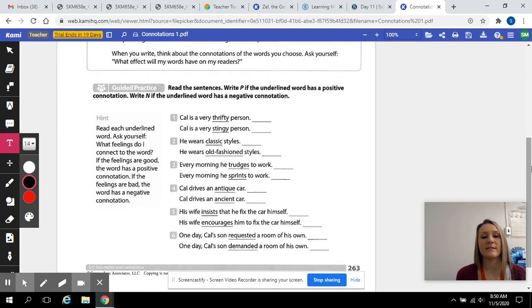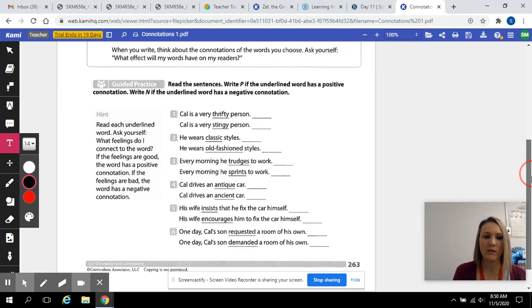Okay, so read the sentences. Write P if the underlined word has a positive connotation. Write N if the underlined word has a negative connotation. While you're reading each underlined word, ask yourself, what feelings do I connect to the word? If the feelings are good, it's positive. If the feelings are bad, it's negative. So let's do two together, and then you can do the rest for homework.